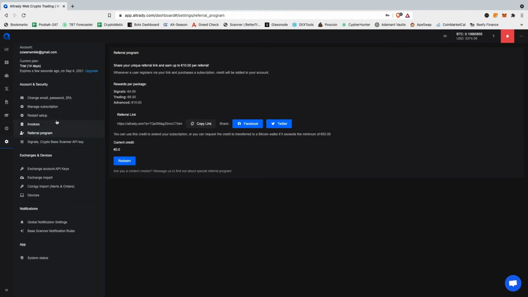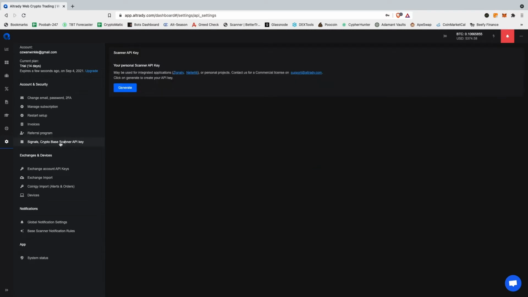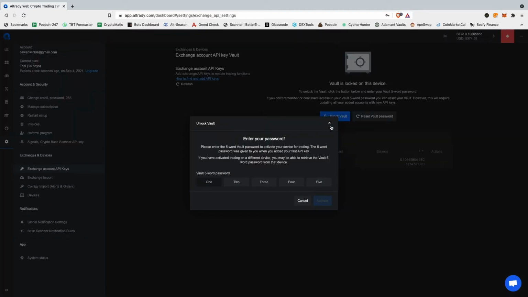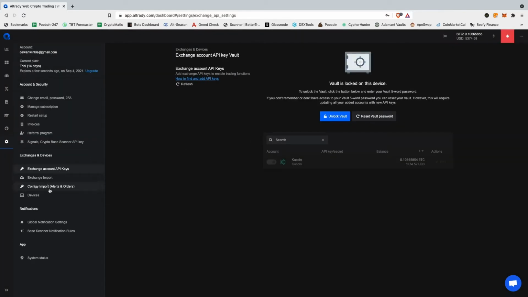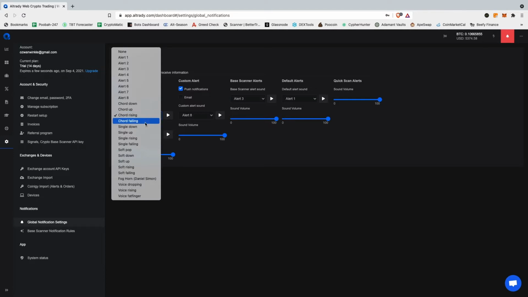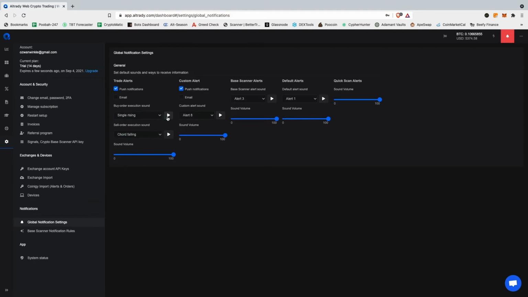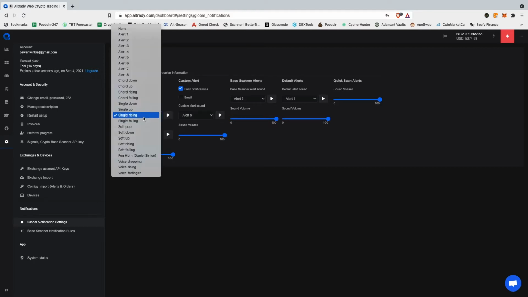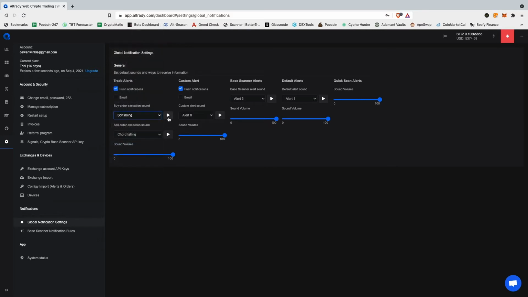In settings, generally the main thing is this. This is one of the scanners. This is the API for the scanner, and this is where you connect the exchanges. You can even connect CoinGecko, and then global settings. This is the settings of alerts that you have, and they have some really nice ones. This is something I like, soft rising, yeah.